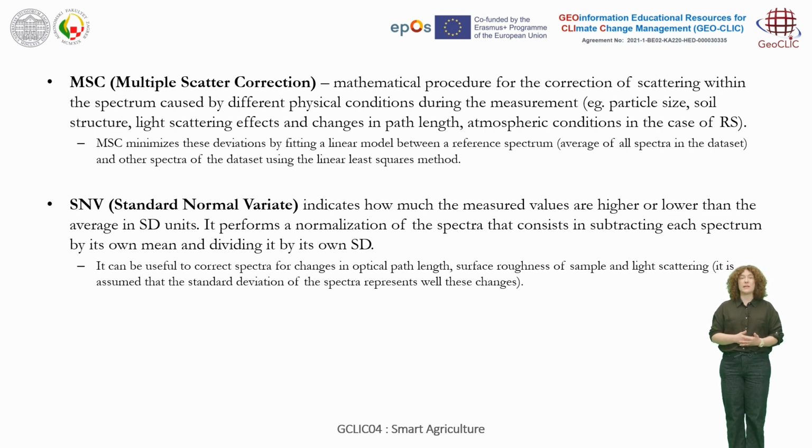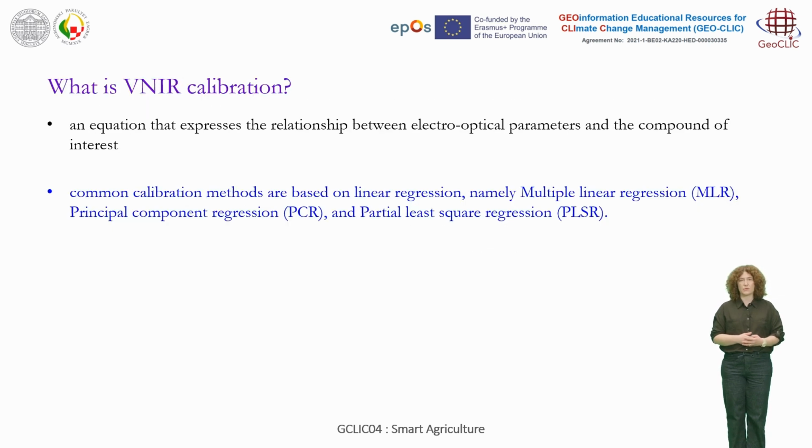Then we use standard normal variate, which indicates how much the measured values are higher or lower than the average, in units of its standard deviation. It performs normalization of the spectra, which is calculated by subtracting from each spectrum its own mean and then dividing it by its own standard deviation. It is also very useful to correct spectra for changes in optical path length, surface roughness of the sample, and light scattering.